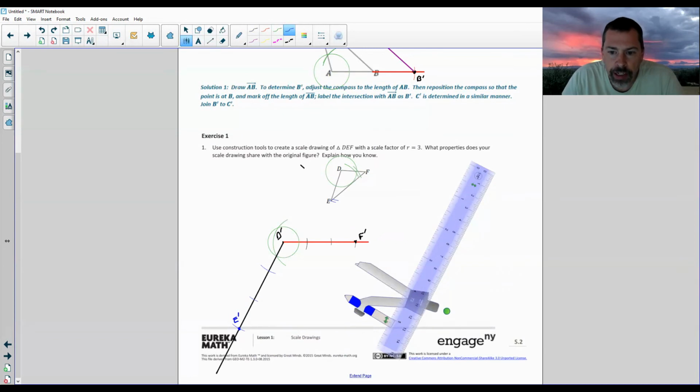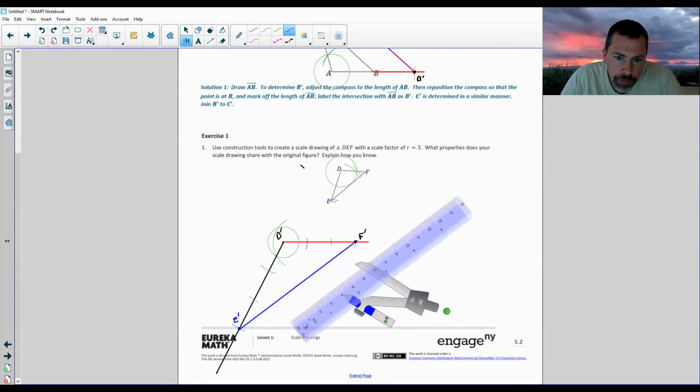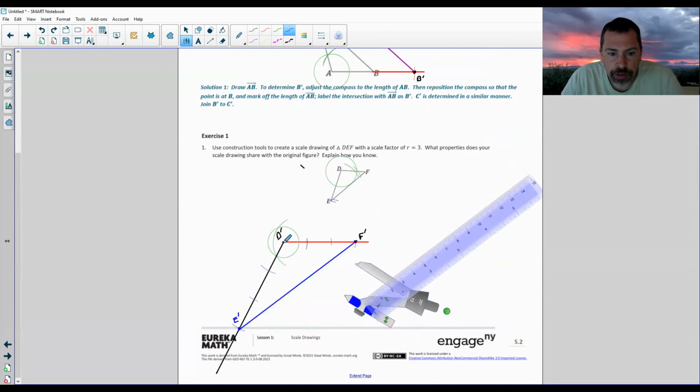Then I take my ruler, let's spin it around this way, and put it at E prime, rotate it to F prime. Draw a segment. So this is triangle D prime, E prime, F prime, which is 3 times as big as triangle DEF. Okay.